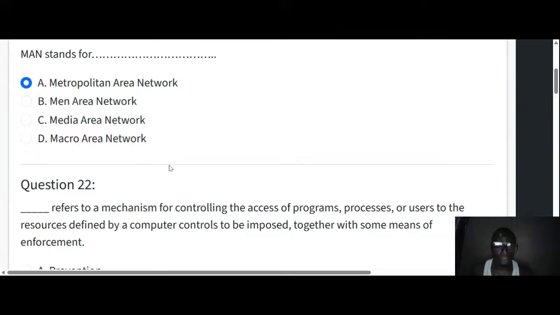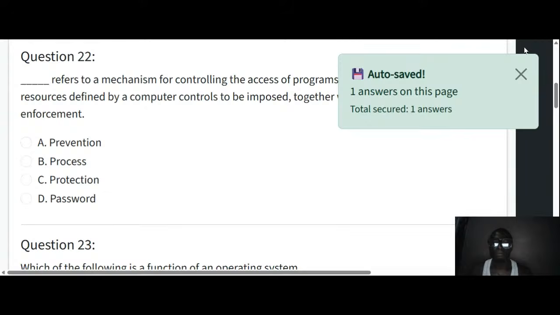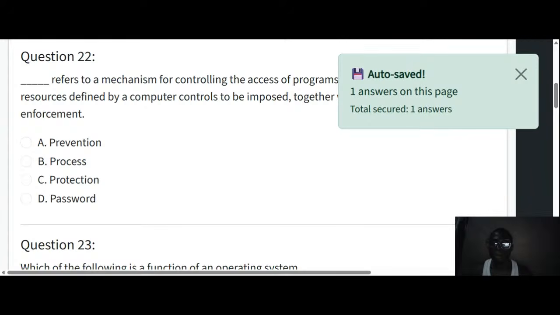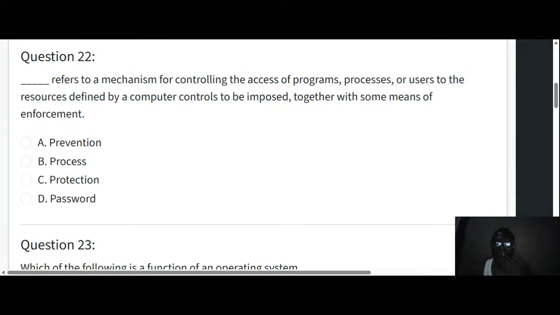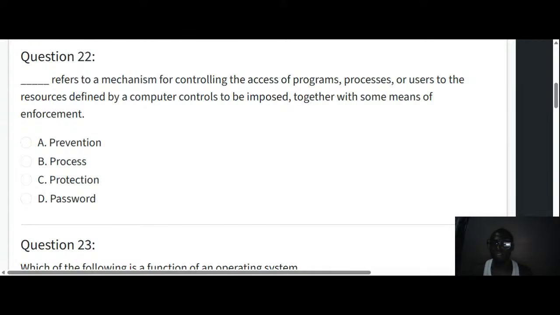And let's go to the next question. Question 22. That refers to a mechanism for controlling the access of programs, processes, or users to the resources defined by a computer, with controls to be imposed together with some means of enforcement. This is a definition cut out from your material. What's the answer to that?